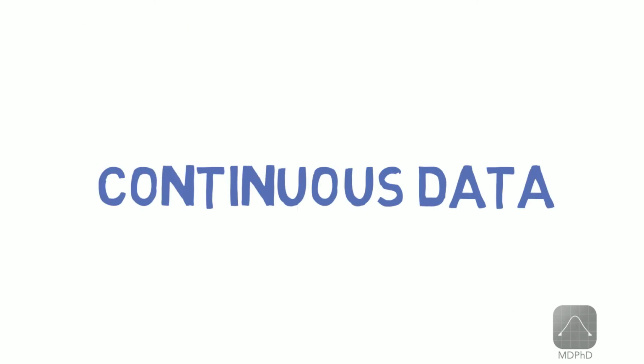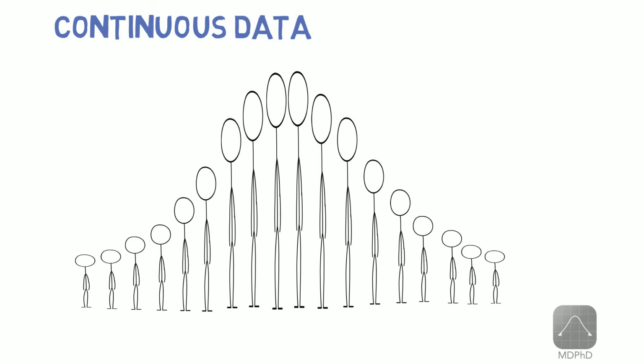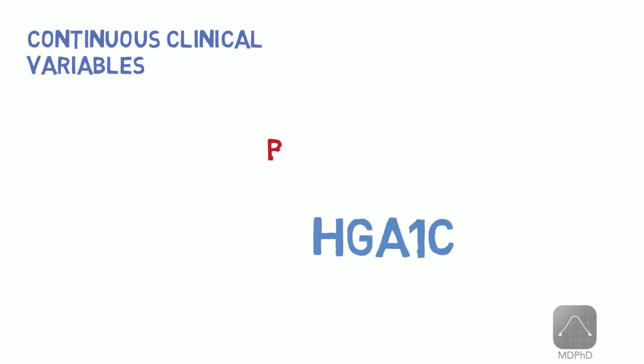Continuous variables can take on a range of values. Height is an example of a continuous variable. Here are some examples of continuous clinical variables.